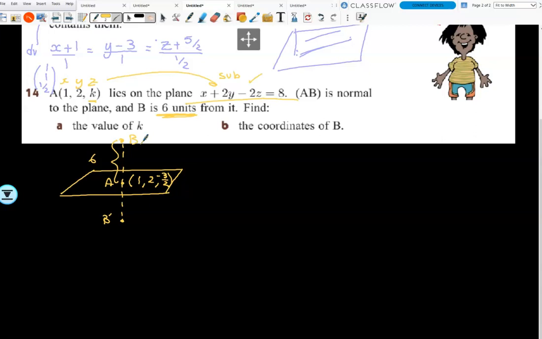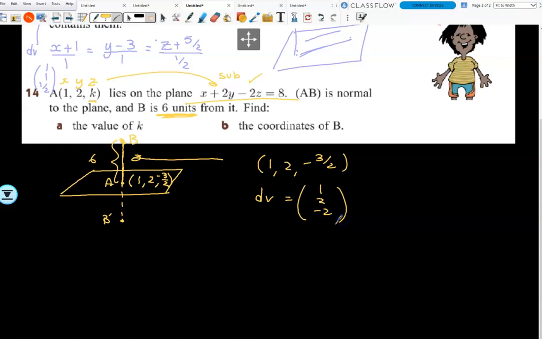So it would be handy if we could express B as being any point on this line. Do we know how to find the equation of a line? Yes. What 2 things do we need? Direction vector and the point. Now we've got the point is 1, 2, minus 3 over 2. What's the direction vector of that? It's the normal, that's right, which is 1, 2, minus 2.